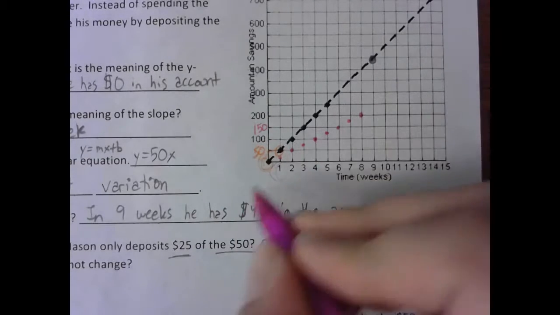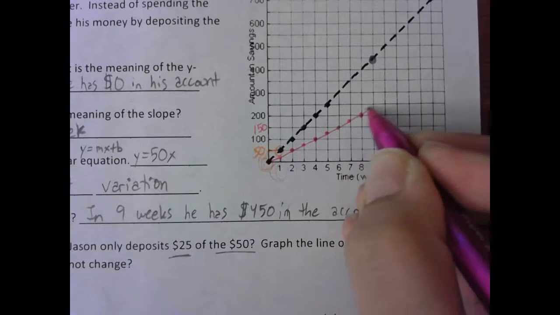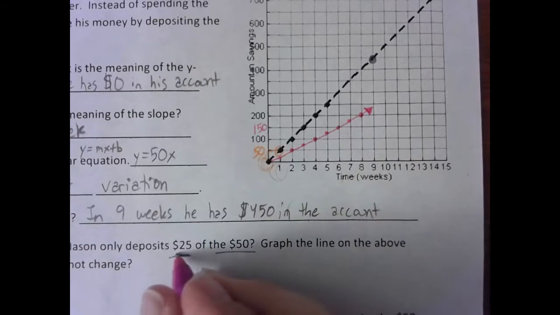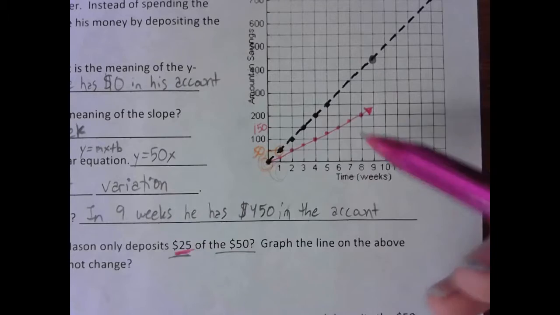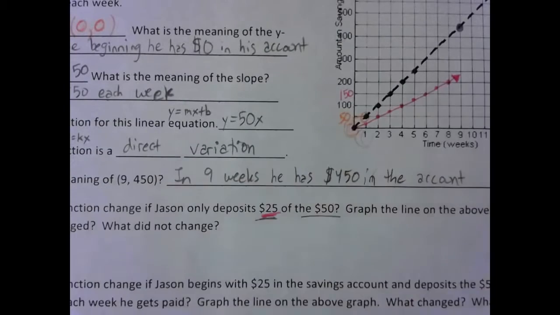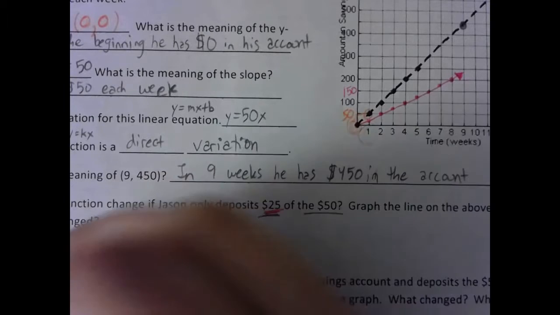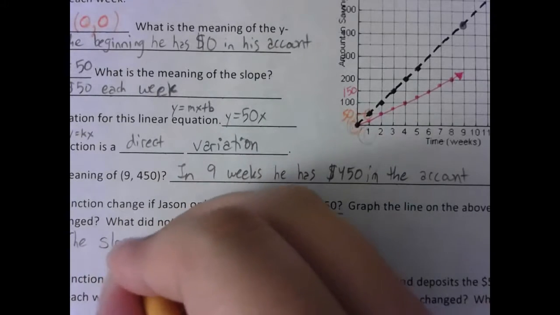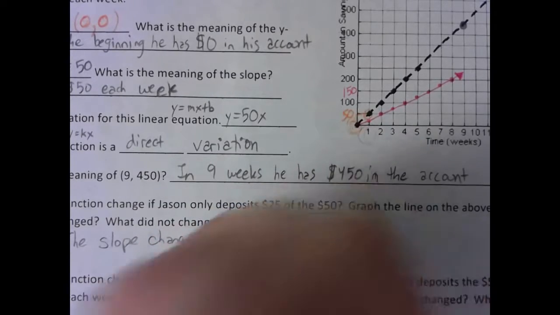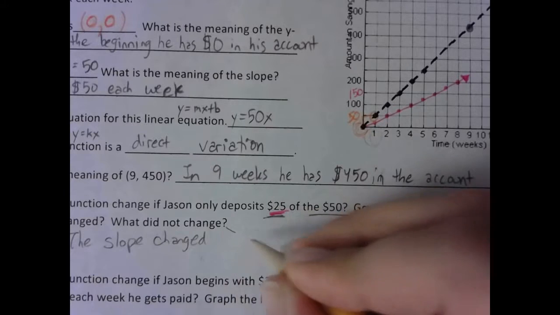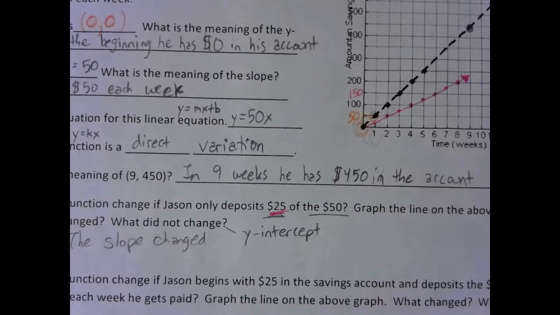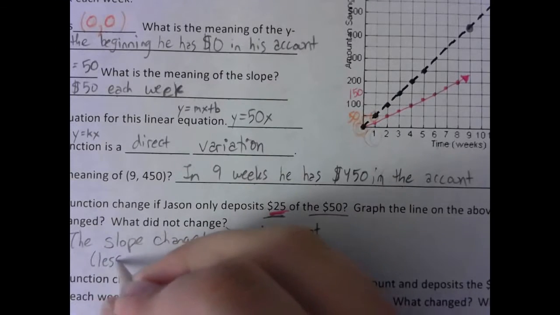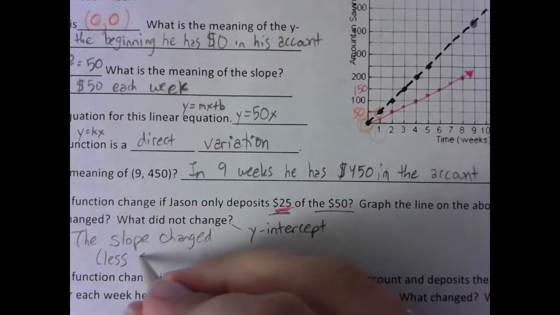So we'd have a line. It's not perfect, but you get the idea. Our line would look something like this. So if he did 25 instead, what changed? Well, our y-intercept is the same, but notice our slope changed. It's not growing as quickly. So I'm going to write slope changed. And what did not change? Y-intercept did not change, because we still start with no money. And since the slope changed, it'd be nice to be specific. I'm going to say it became less steep.